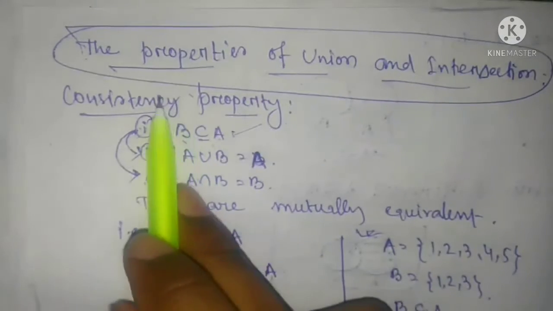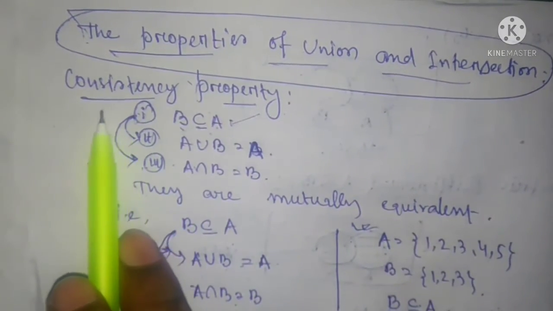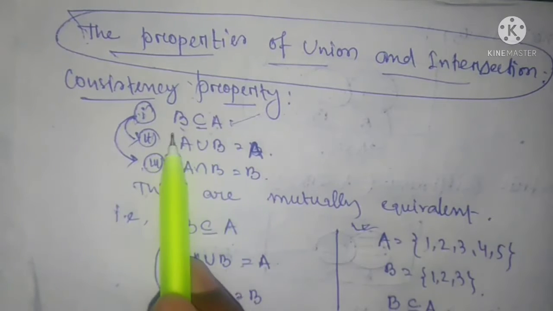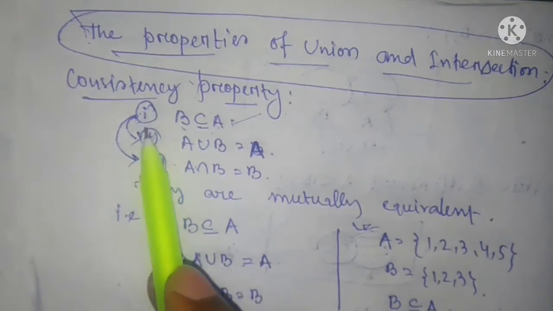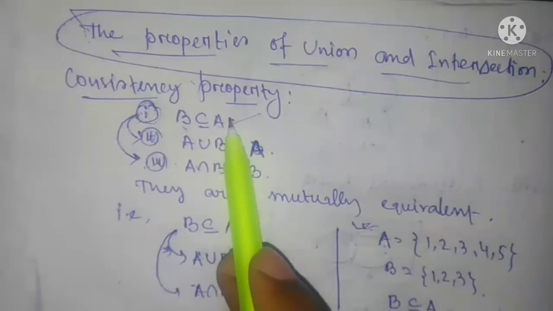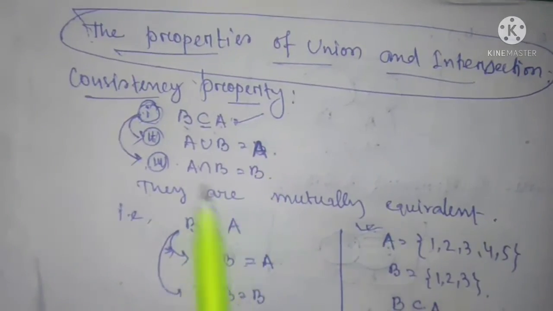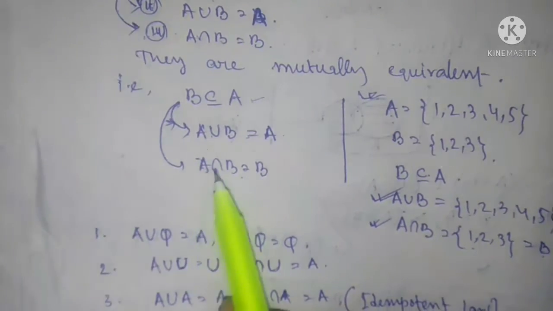Now we start the properties of union and intersection. The first property is the consistency property. This is a property that connects the relations to each other: if one relation holds, then the others must hold from this basic rule. So they are mutually equivalent.